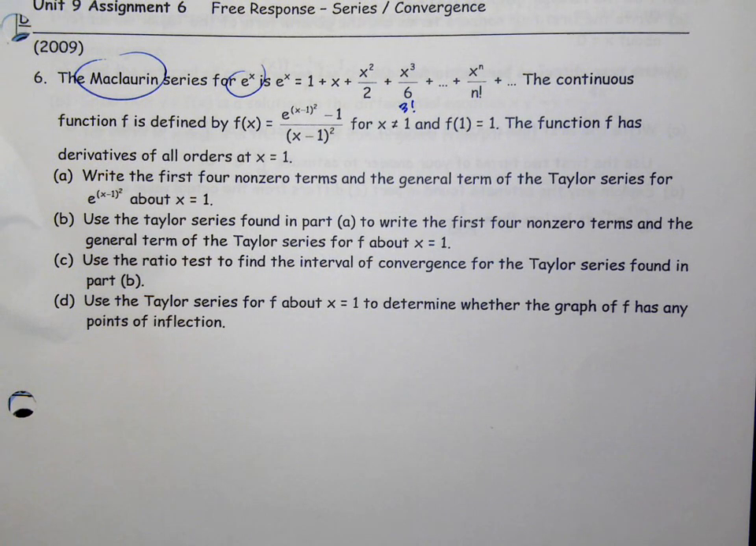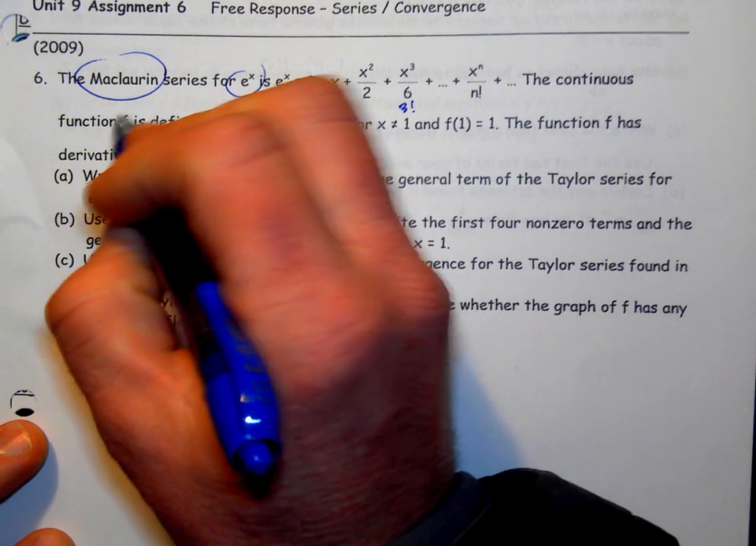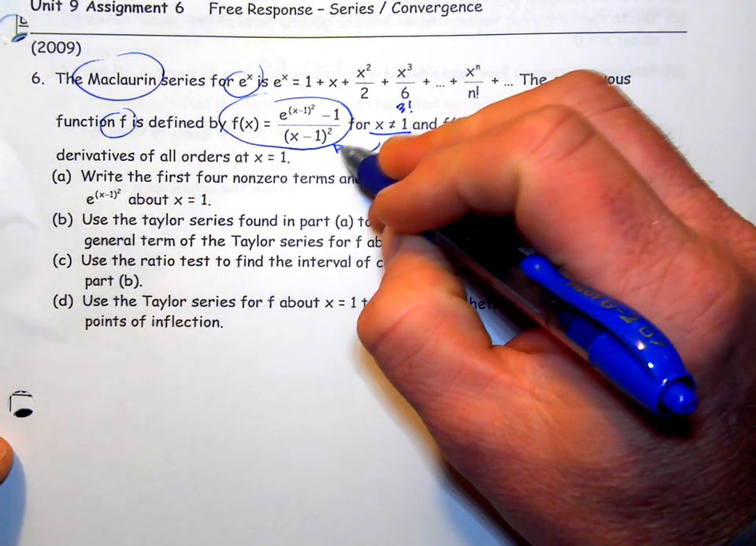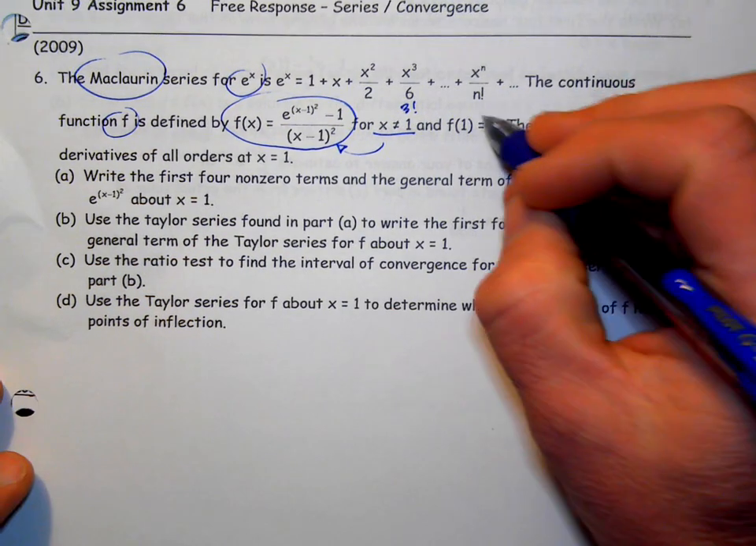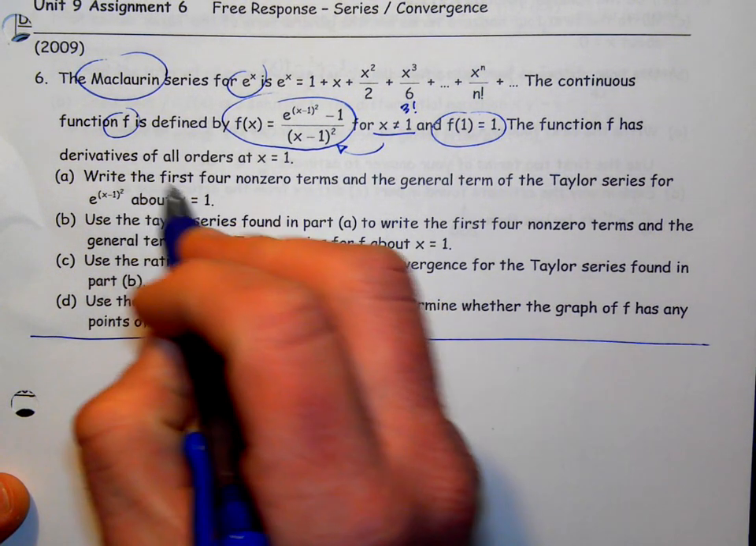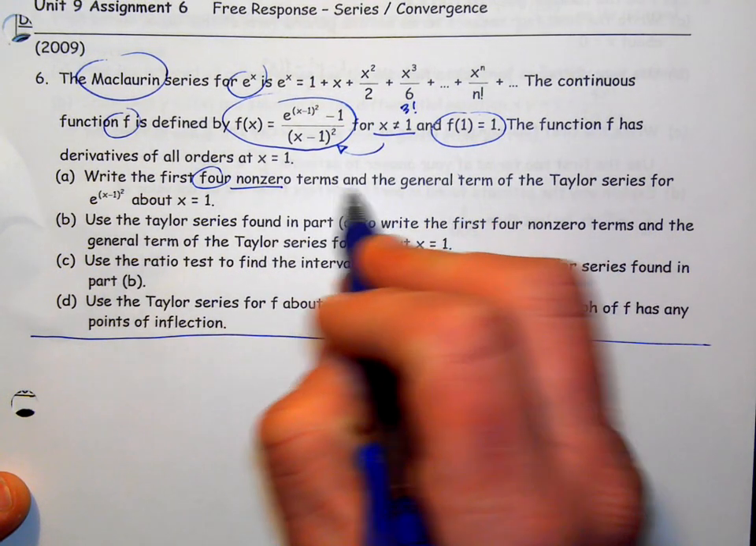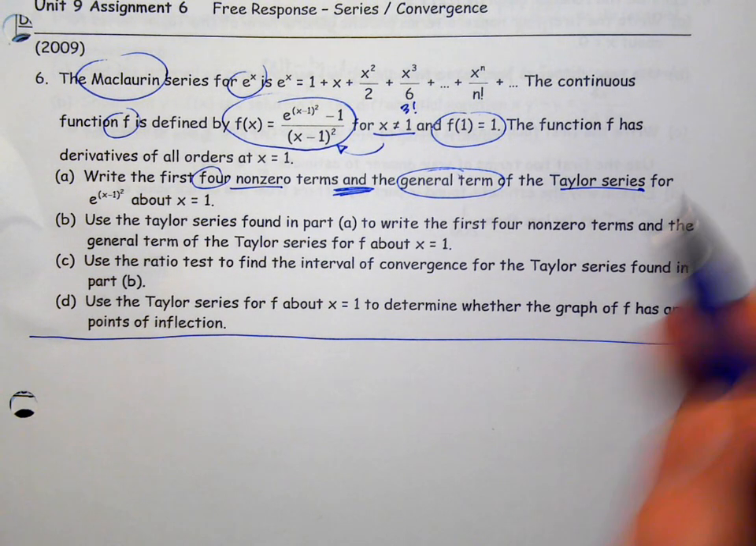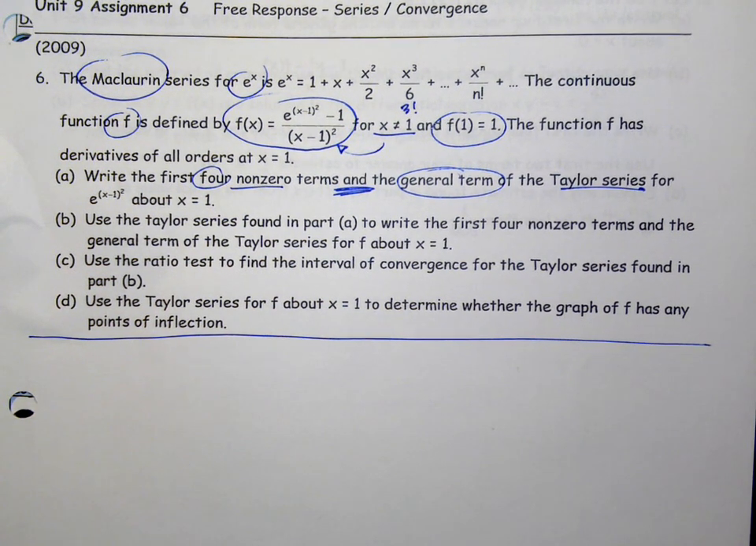The continuous function is defined by, now there's a new function that's defined by this. x cannot equal 1, which kind of makes sense because it would be division by 0, undefined. And they give you some known value, like an initial condition. Function f has derivatives of all orders at x equals 1. All orders means second derivative, third derivative, fourth derivative, fifth derivative, sixth derivative, all the derivatives. So A says, write the first 4 non-zero terms and the general term of the Taylor series for, now this is a Taylor series, so this is all the infinite terms, so we should be putting plus ... at the end.